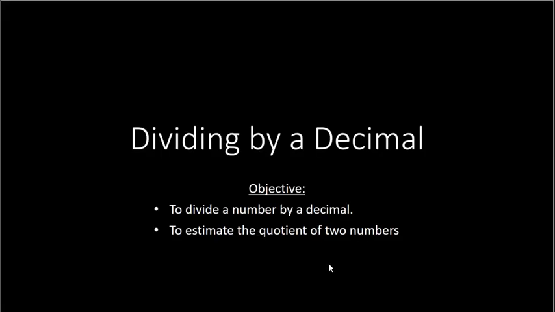In this video, you will learn how to divide a number by a decimal and how to estimate the quotient of two numbers. So beginning with our first objective, we will learn how to divide a number by a decimal. And the process for doing that is when you're dividing by a decimal, you need to make sure that there's no decimal in the denominator.